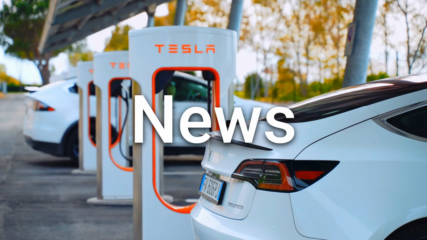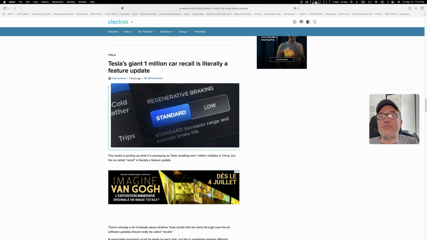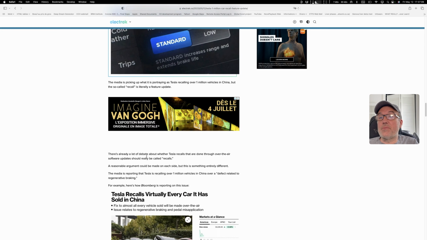Let's take a look at some Tesla news. So once again, Tesla's giant 1 million car recall is literally a feature update. So I guess this is what made the stock crash. The media is picking up what is portrayed as Tesla recalling over 1 million vehicles in China. But the recall is literally a feature update.